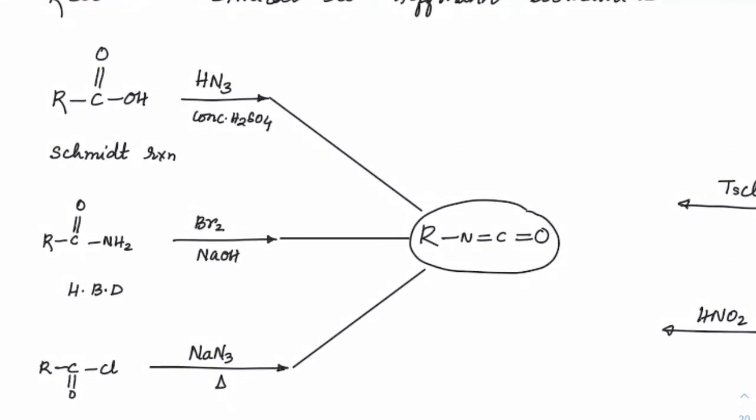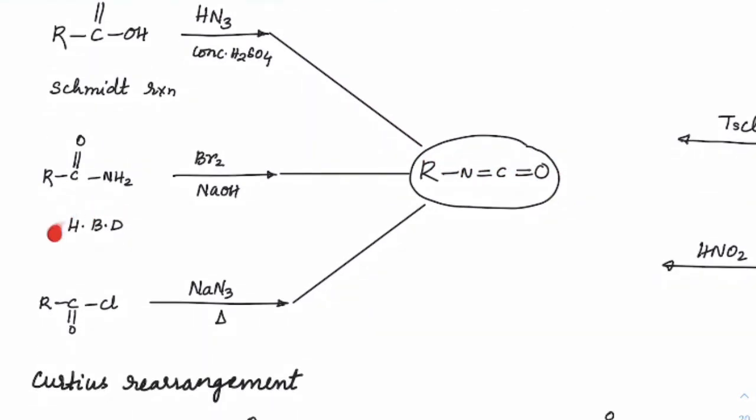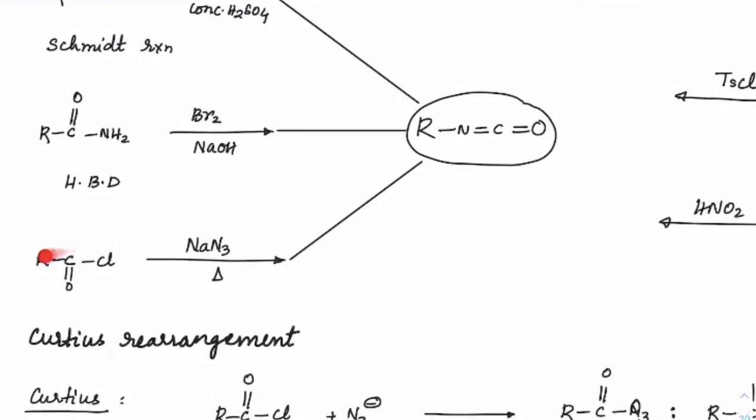First reaction: if you treat a carboxylic acid with hydrazoic acid, it will go through a route where it forms isocyanate only. How it happens, we'll discuss through the mechanism, don't worry about it. So it will go through that isocyanate formation. This we just learned, Hofmann bromamide degradation. In the same way, if you have acid chlorides reacted with azides, that will also form through isocyanate.